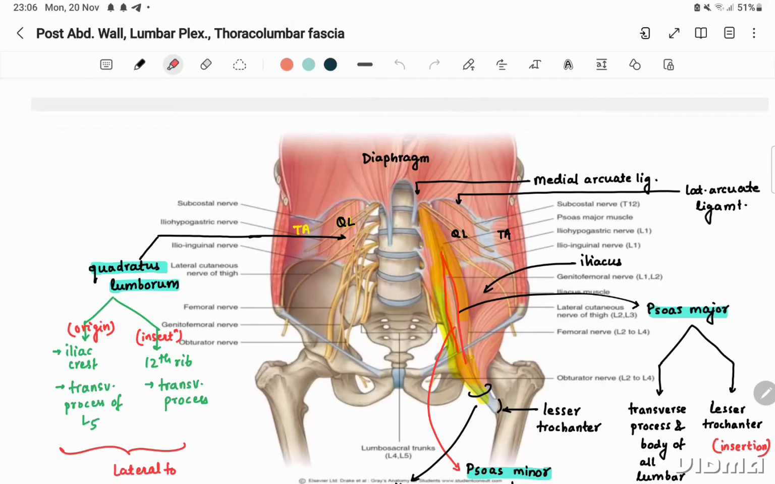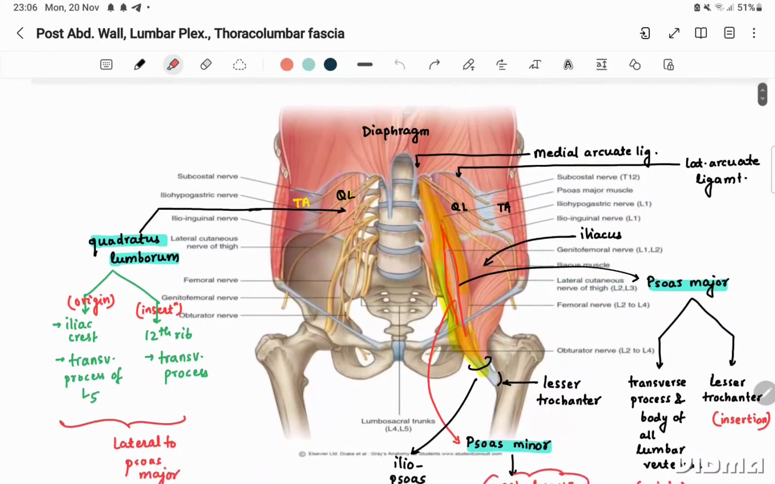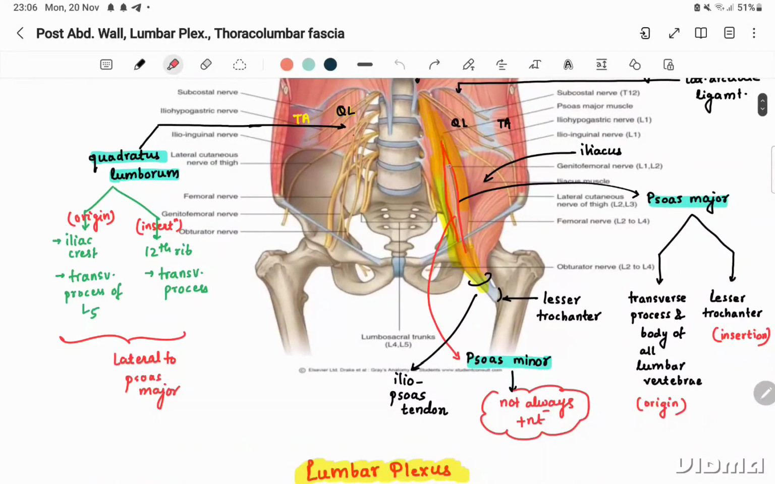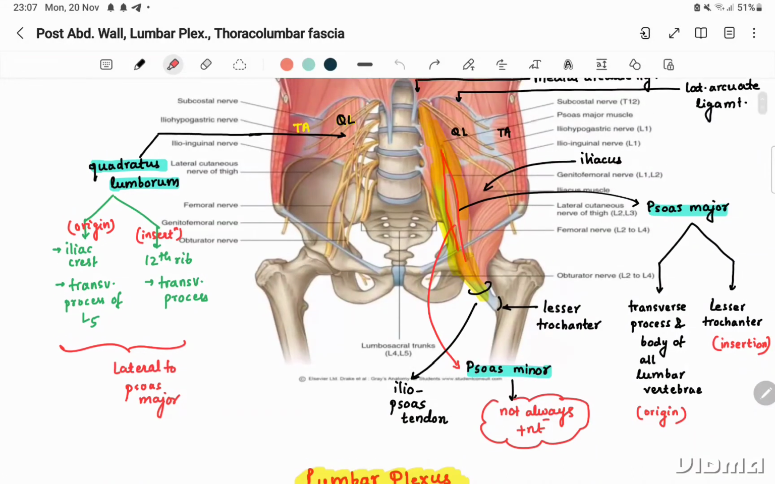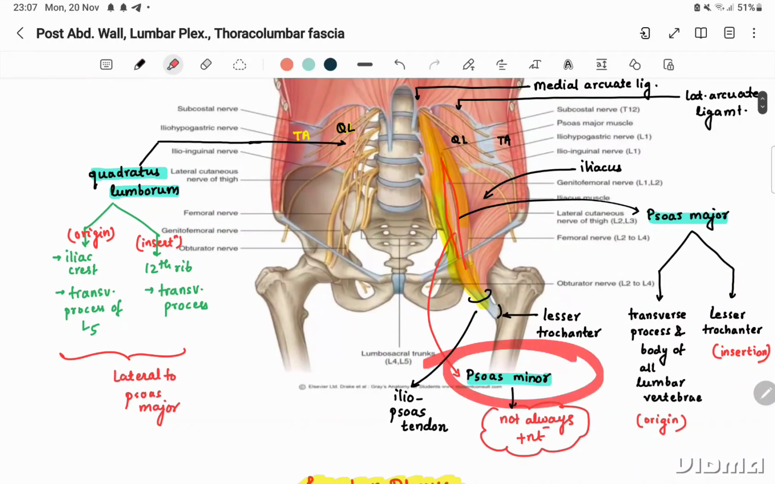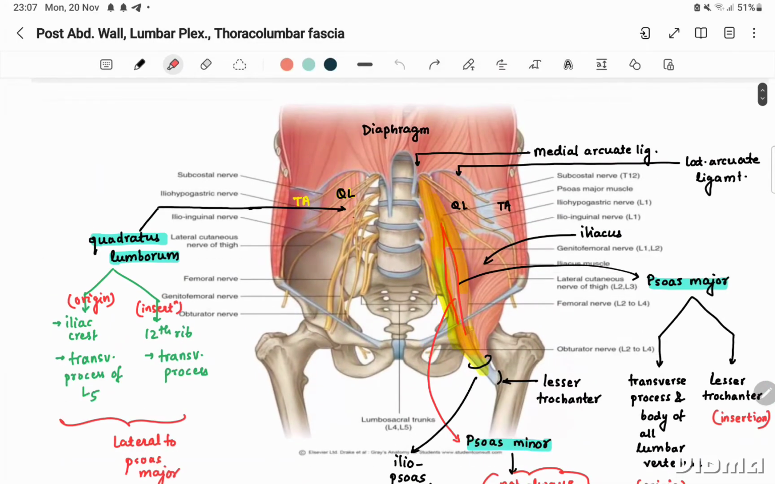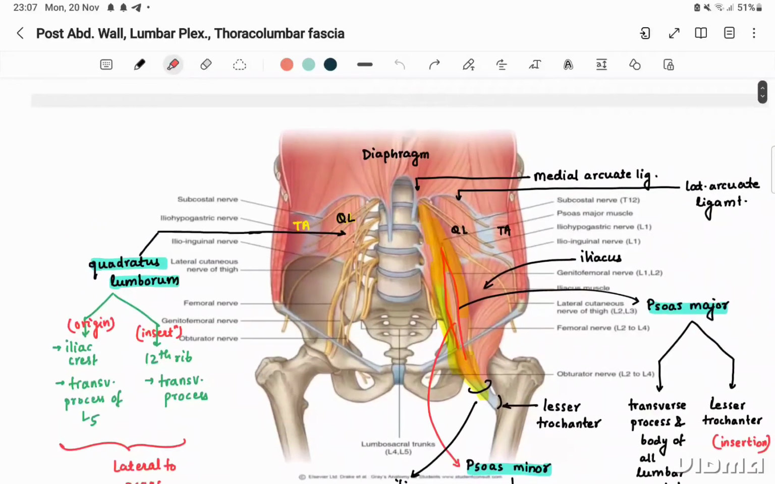Let's read about the posterior abdominal wall. We have muscles like the quadratus lumborum, the psoas major, and the psoas minor present over here. Of these three muscles, the psoas minor is usually not present. And the iliopsoas tendon, you know about the iliopsoas tendon. Let's discuss the muscles.